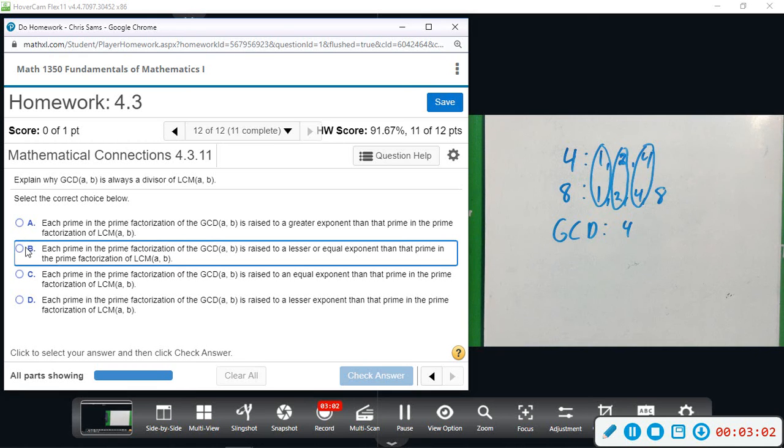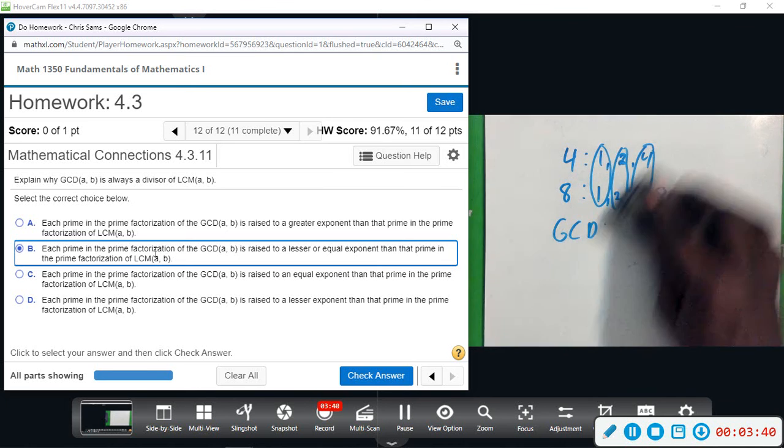That is true. Each prime in the prime factorization of the greatest common divisor is raised to an equal exponent than that in the prime factorization of the LCM. So not necessarily true. Could be equal. And then D says each prime in the prime factorization of the greatest common divisor is raised to a lesser exponent than that in the prime factorization. B is going to be the correct one. It could be less than or equal to, depending on what they have in common.